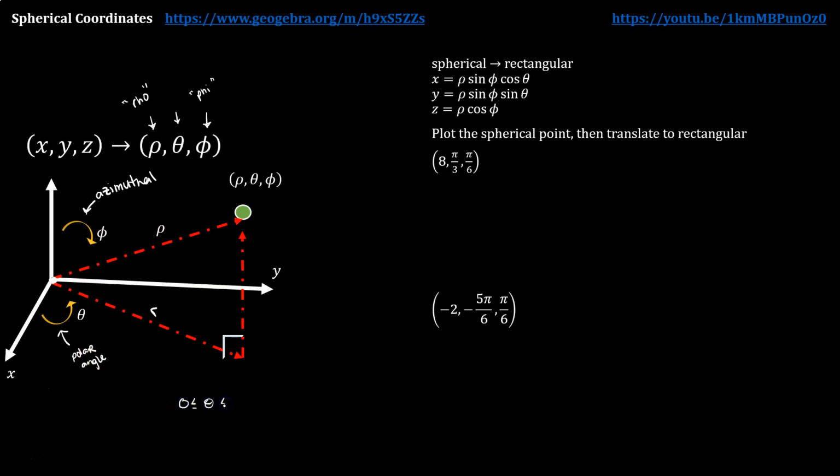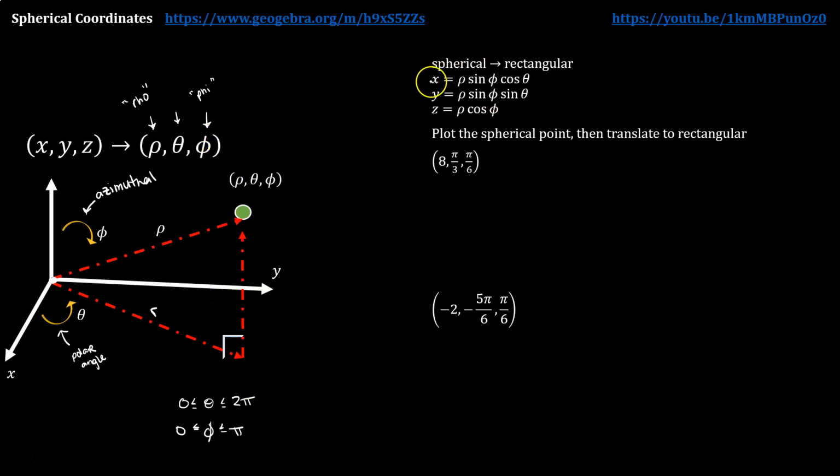So let's make that little note here. Theta goes from 0 to 2 pi. Phi, however, starts at 0, stops at pi. And that's just because it's redundant to let phi spin all the way around.